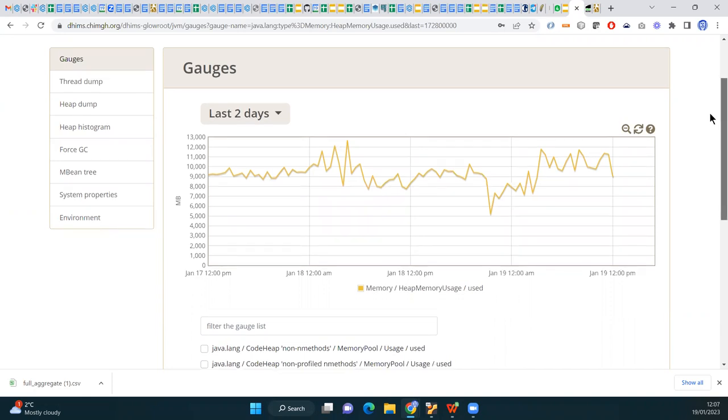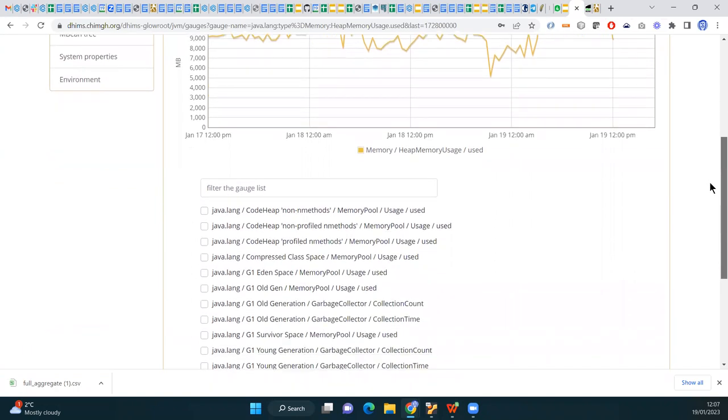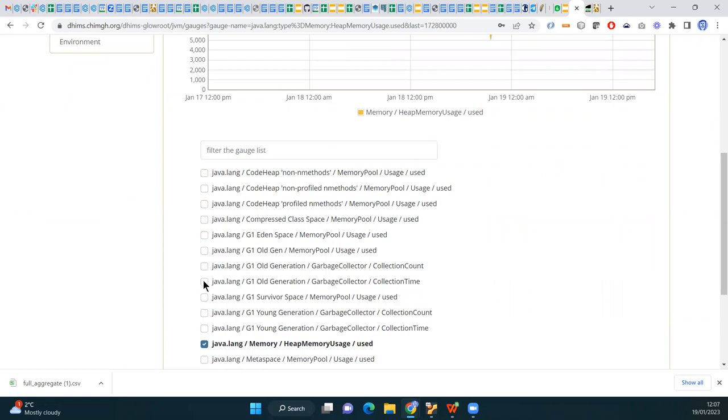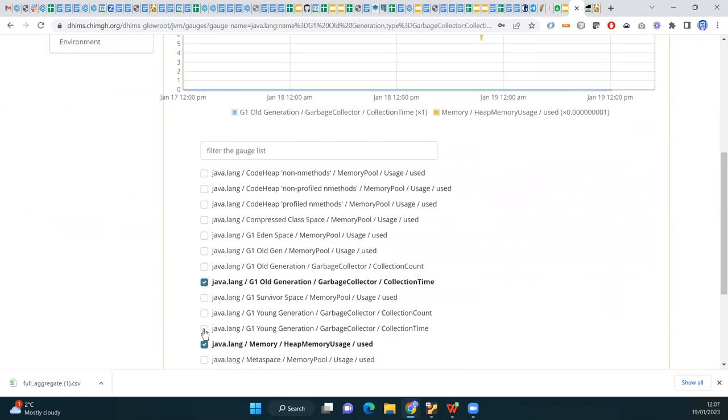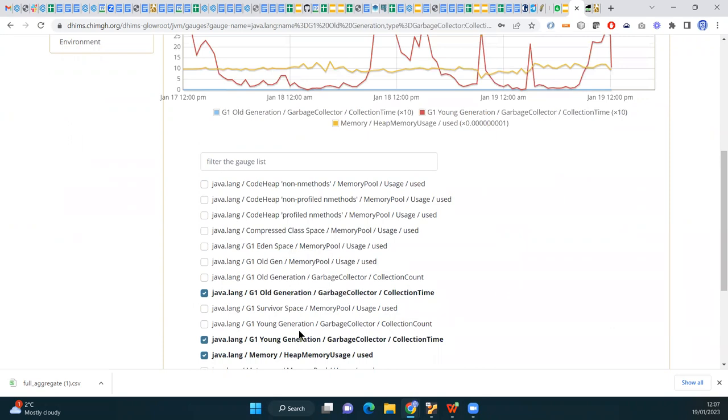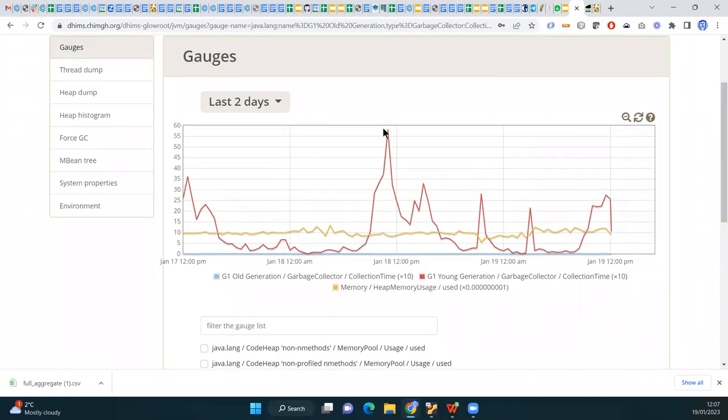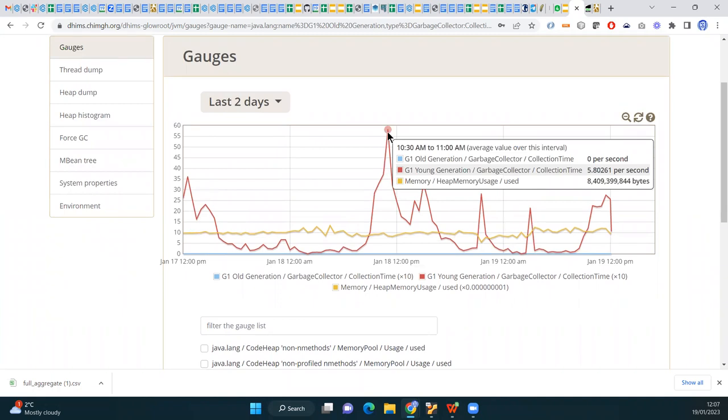Those kinds of problems are quite easy to diagnose with GlowRoot if you look at the amount of time that the garbage collector is being used. These two graphs, the old generation and the young generation, you would see this thing is peaking at 5.8 times per second. That's not... this is milliseconds. So it's being used like 5.8 milliseconds per second. That's not catastrophic at all. This is just the garbage collector doing its normal business. And the old generation garbage collector is hardly being used at all.